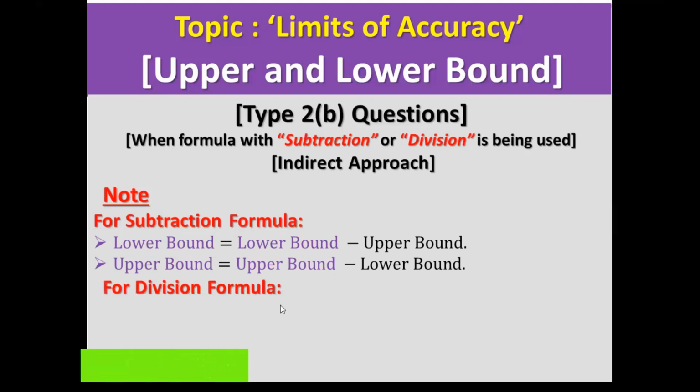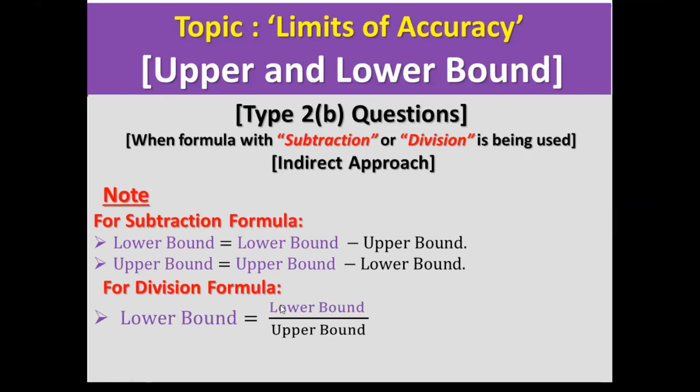Now for the division formula, if you are going to find lower bound, the numerator will be lower bound and the denominator will be upper bound. Same case, if you have to find upper bound, the numerator will be upper bound and the denominator will be lower bound.